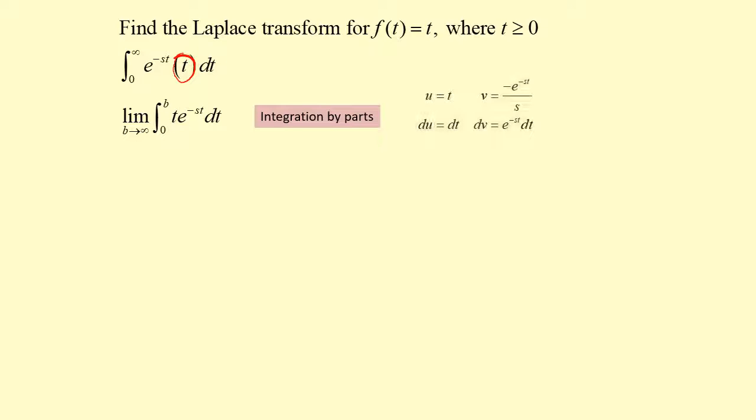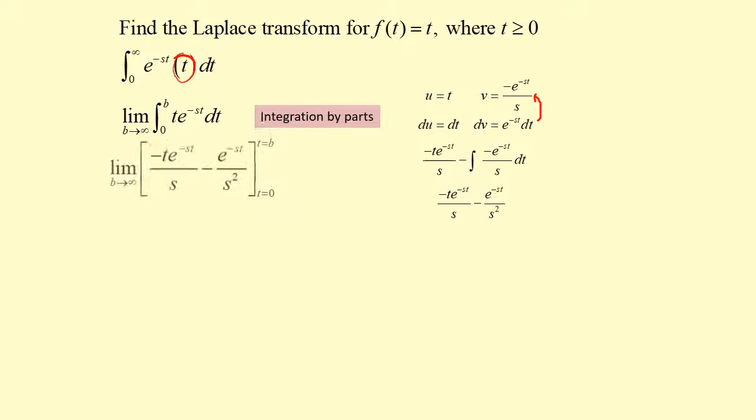That means we will choose u to be t and dv to be e to the negative st dt. We'll do the derivative of t, which is 1 dt. We'll do the integral of e to the negative st, which would give us a negative e to the negative st divided by s. And so here's our integral from integration by parts. We need to substitute the b and the 0 and subtract.